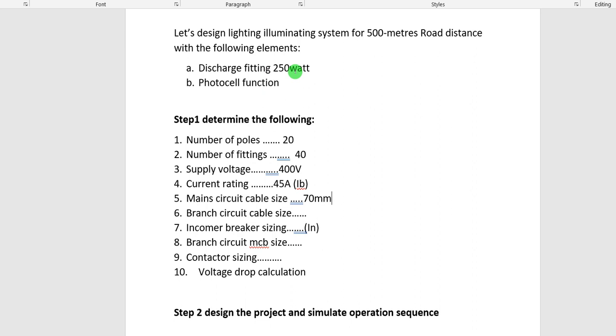So the rating of both of them is going to be 500 watt. Okay, 500 watt for 2 of them. All right, so 2 of them now is 500 watt. We want to determine the current, the rating of the MCB to protect the 500 watt for each pole. So that is what we are doing now.